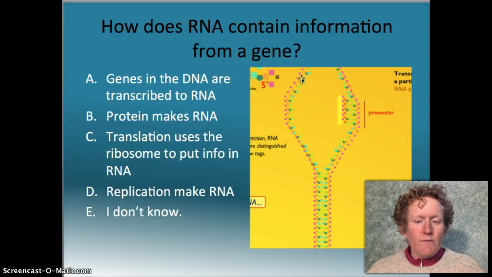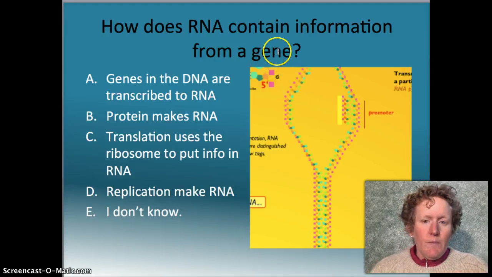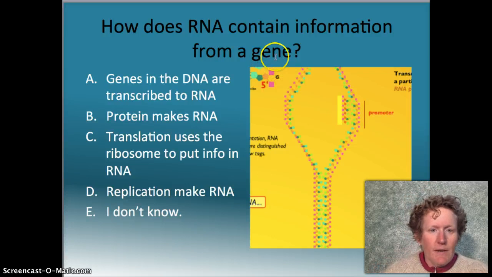RNA contains information from a gene because the order of the bases is preserved from the DNA. Genes in the DNA are transcribed to RNA. So if you picked A, you're correct.